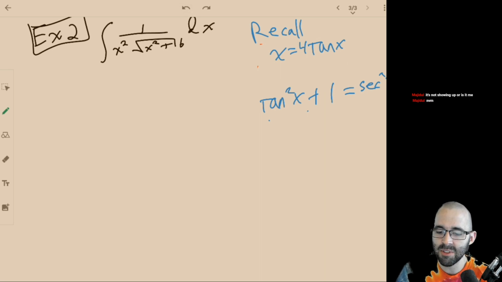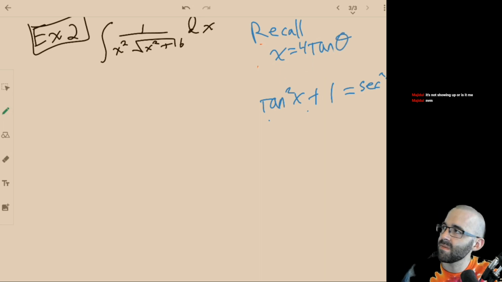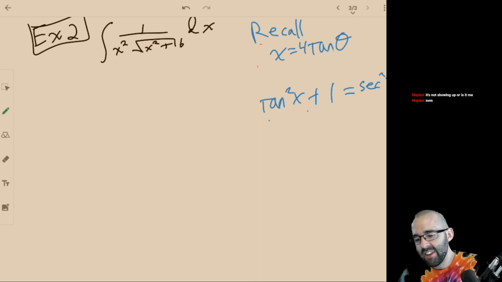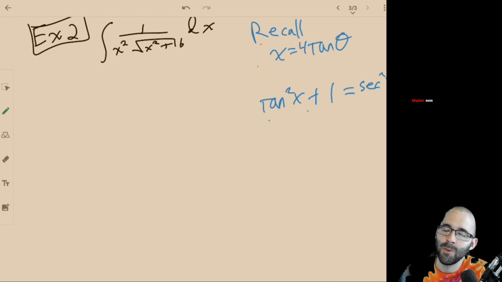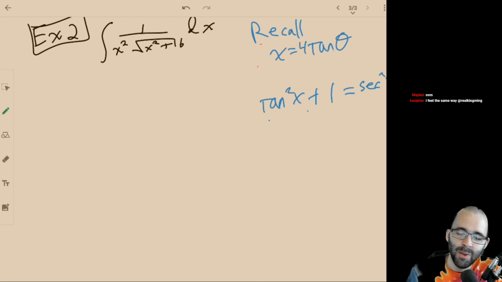You can't do a substitution and say let x equal something with x. No, we need to use a different variable. I know people love x's. I know a lot of times you guys get rid of x's, but let's use other variables. The very common variable that we use is theta. All right. So if we have x here, if we're doing a substitution, what else do we need to do? We need to deal with the dx.